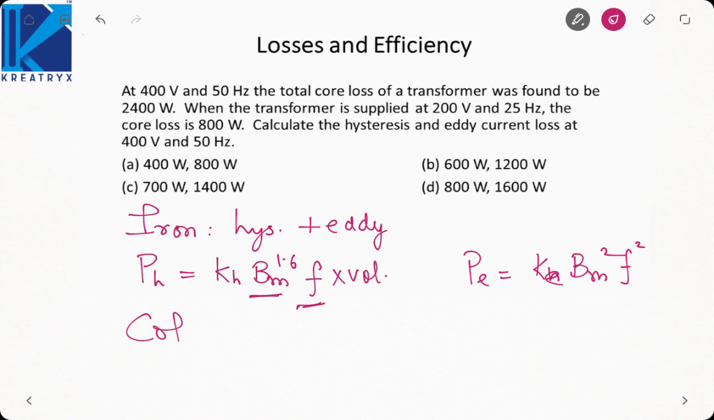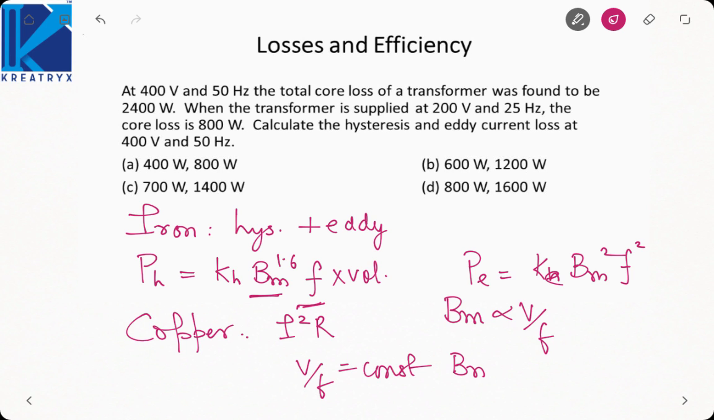Then we have copper loss. Copper loss are basically I square R loss. Other than that, there are two losses, dielectric loss and the stray load loss, which are usually neglected for computational purpose. Now what you have to remember is Bm is proportional to V by F, voltage upon frequency. So if V by F is constant, Bm is also constant, which means hysteresis loss is proportional to frequency and eddy current loss is proportional to frequency square.